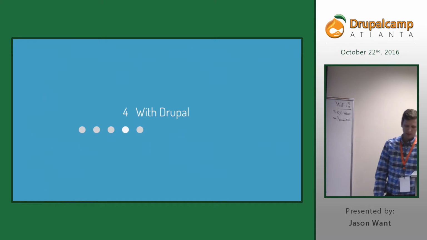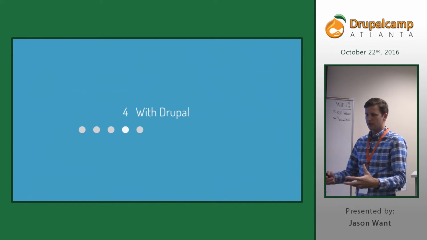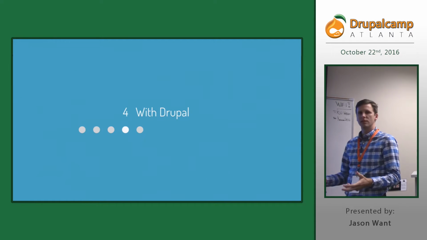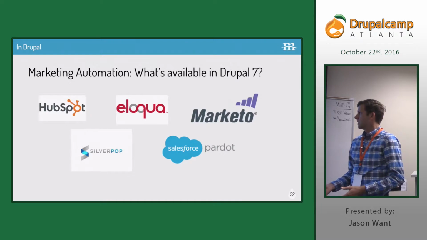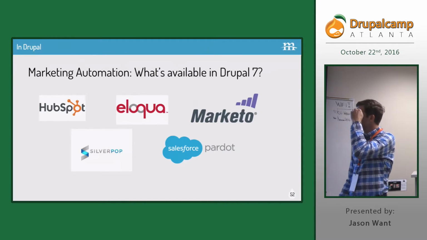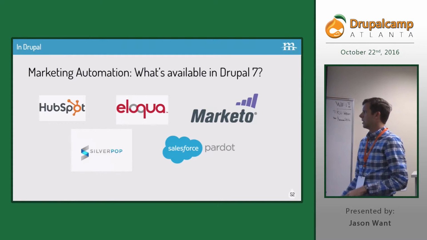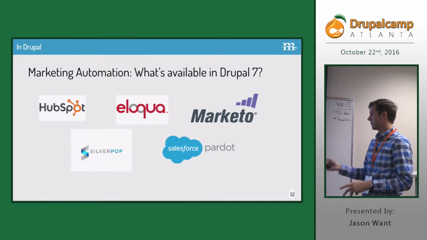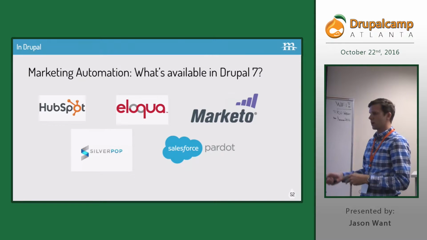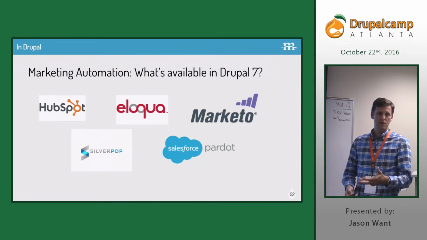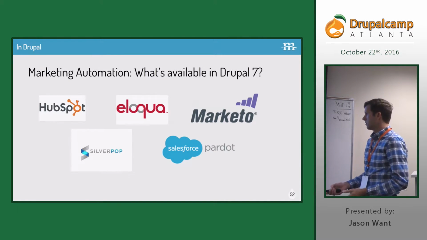So with Drupal, this is where we'll see some of the potential with using these things out of the box. Currently in Drupal 7, there are several marketing automation services with contrib modules: HubSpot, Eloqua, Marketo, Silverpop, and Pardot. And we're going to go through those one by one to tell you what those integrations are and what they offer.